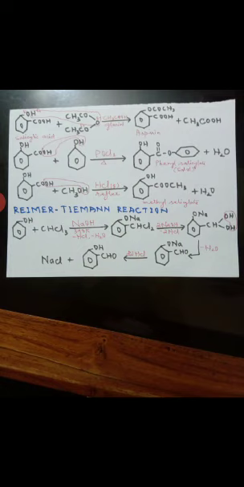You get sodium salicylaldehyde salt, the benzene ring with ONa and CHO, which will further react with dilute HCl to give salicylaldehyde, plus NaCl.